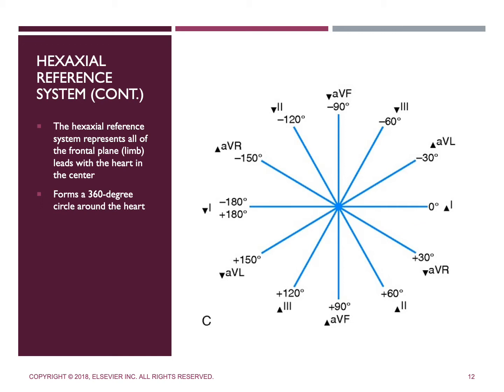So the positive end of lead 1 is designated at 0 degrees, which you can see on the right over here. The 6 frontal plane leads are going to divide the circle into segments. Each is going to represent 30 degrees. So all degrees in the upper hemisphere are labeled as negative degrees, and all degrees in the lower hemisphere are labeled as positive degrees.